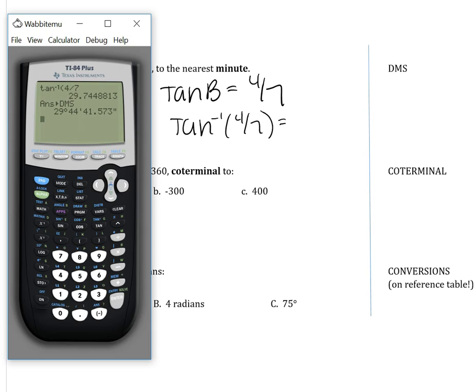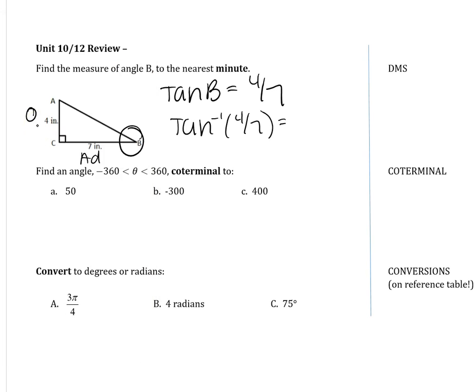So this is 29 degrees and technically 45 minutes, and that's because this is more than 30 seconds. So think about it like a clock. This is not a base 10 system where if it was like 0.5 and up, you'd round up. It's 30 seconds or up, you would round up to the next minute. So 29 degrees, 45 minutes.